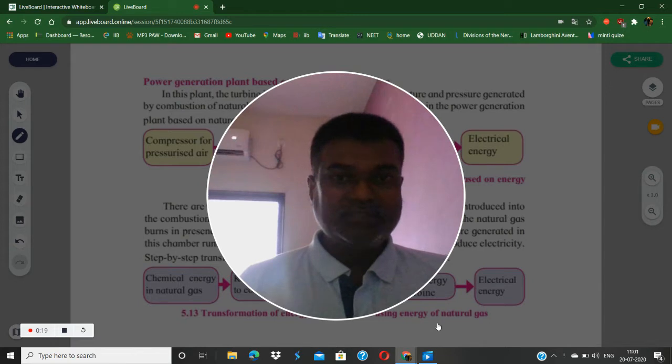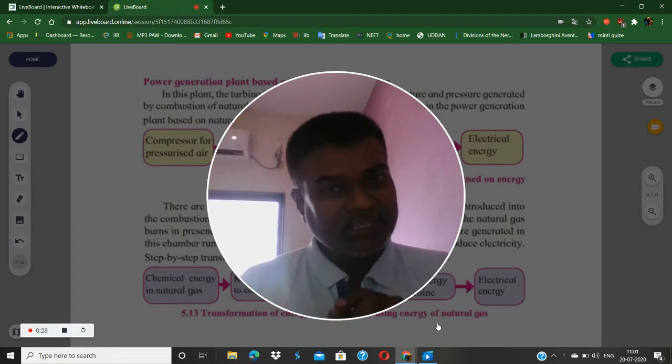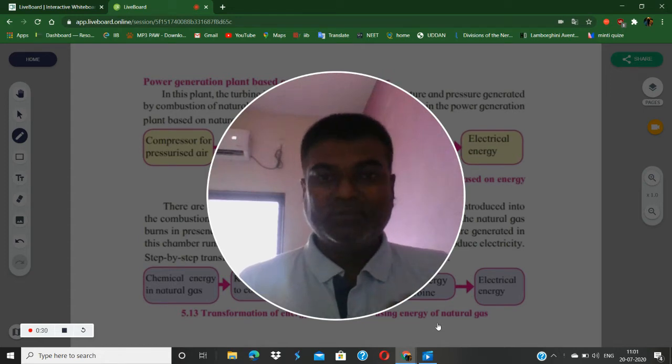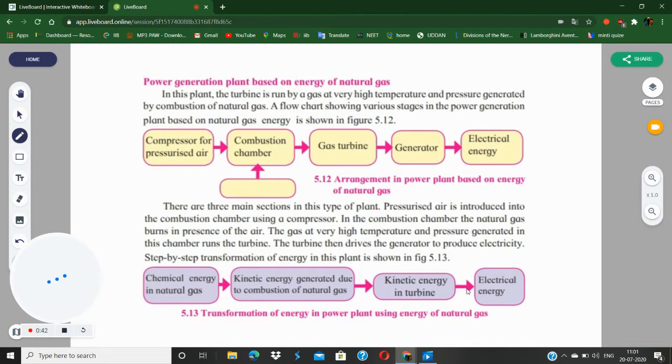Before this we have learned about different power plants, but they were based on different energy resources. Here the energy resource is natural gas, and we will learn here how electricity is generated by using natural gas. So let us now start the power generation plant which is based on the energy of natural gas. It's very important.